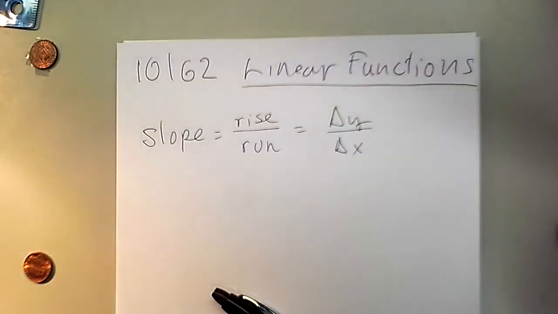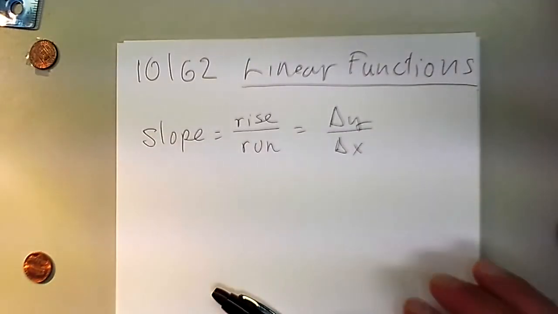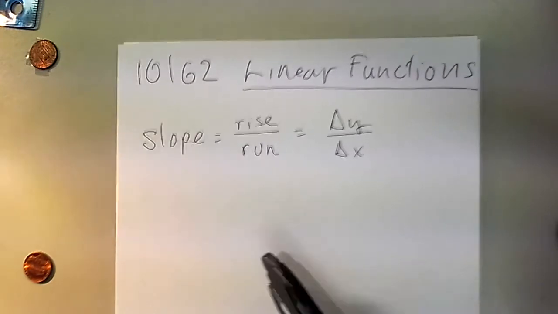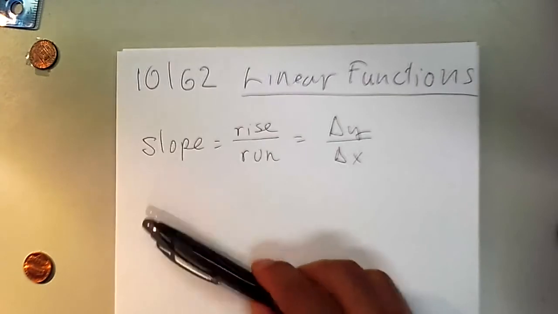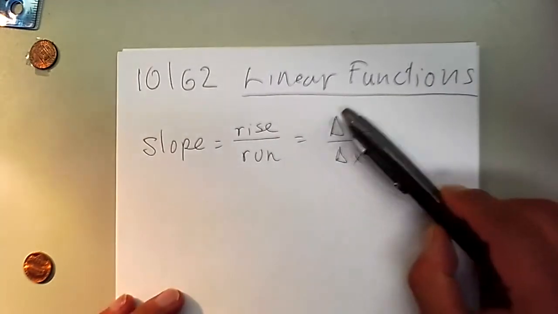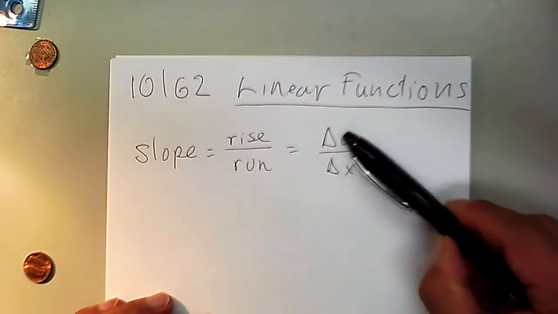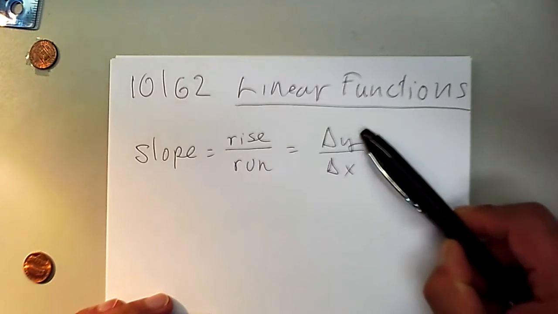All right, let's talk about linear functions. First, we need to become acquainted with slope. Slope is, as you probably know, rise over run. The rise, or the difference in the y values, is denoted with delta y.